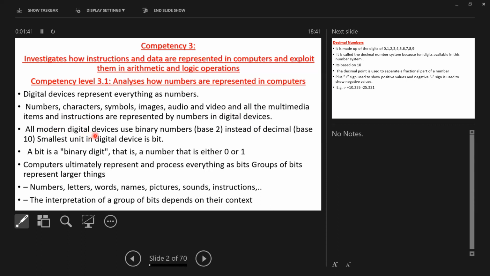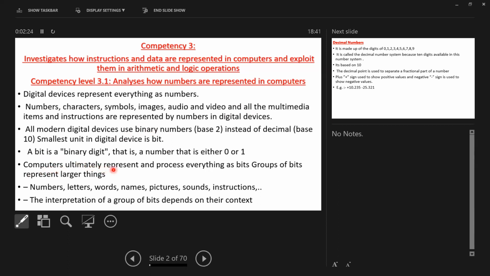All modern digital devices use binary numbers, base 2. So digital devices are base 2, that means 1s and 0s, instead of decimals, which is base 10. The smallest unit when we consider a binary number we call a bit. Bit means 1 or 0. A bit is a binary digit, a number that is either 0 or 1.